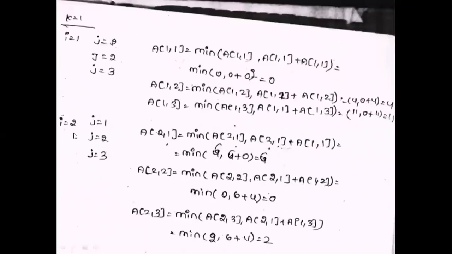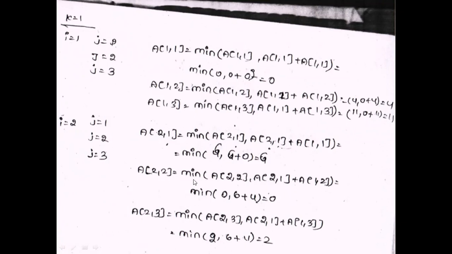Next, i equal to 2. For i equal to 2, the j for loop is executed 3 times. We are calculating for i equal to 2, j equal to 1, 2, 3, that is 2 1, 2 2, 2 3. First we calculate 2 1: minimum of A of 2 comma 1, comma, A of 2 comma 1 plus A of 1 comma 1. So the minimum of 6, comma, 6 plus 0 is 6.